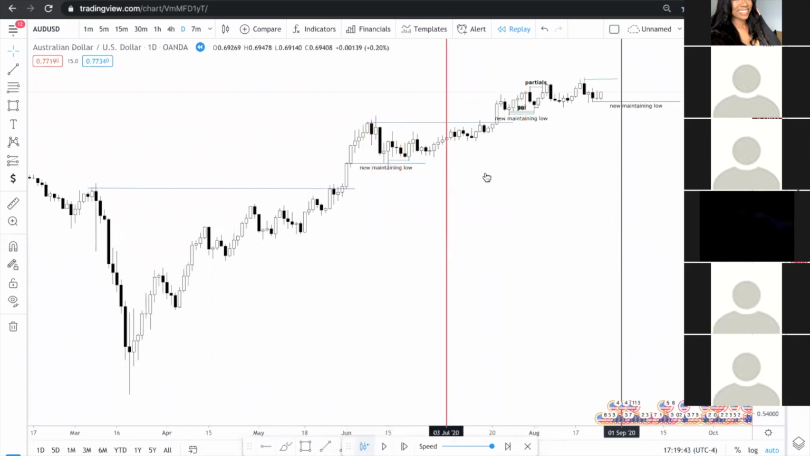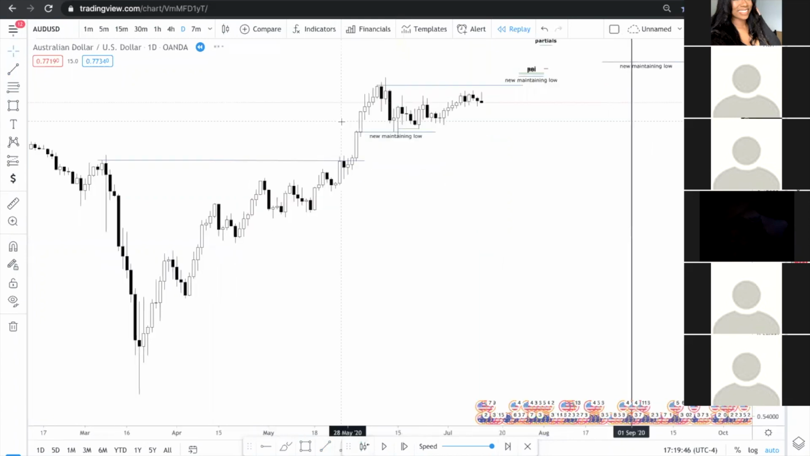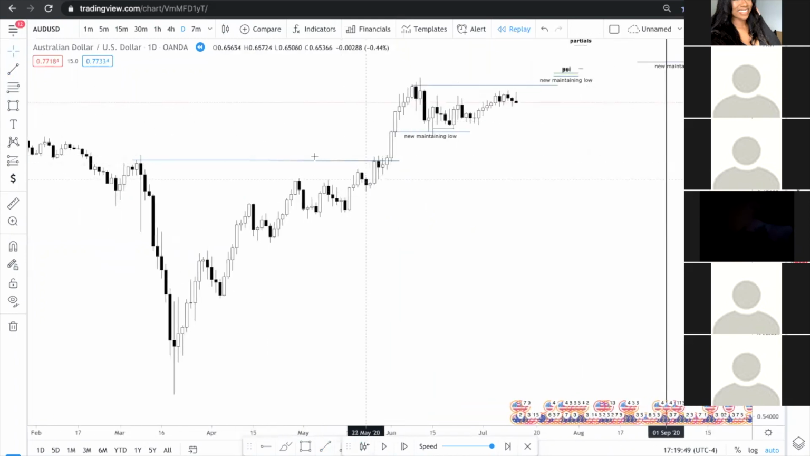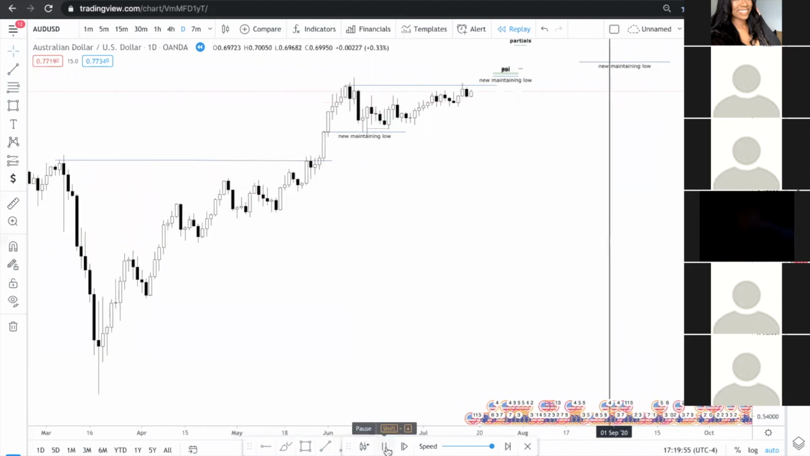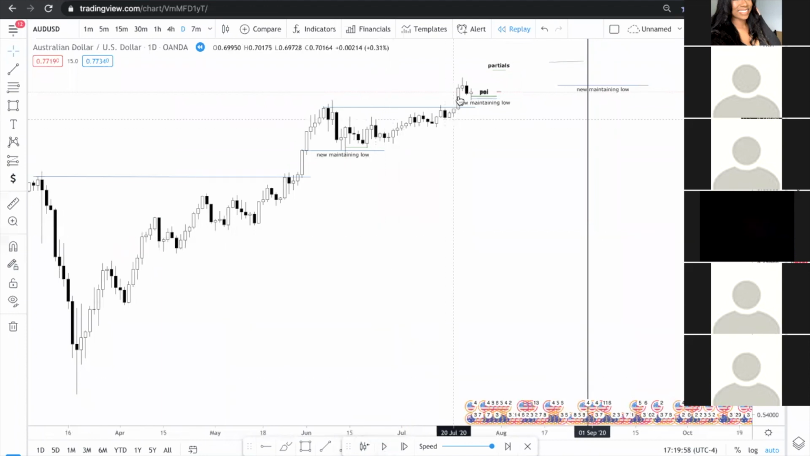Okay, so once we have this, we break this high, we retrace, and then price starts playing out again. Once we break this structure, this shows us this was the new maintaining low for this structure right here. A lot of times, a lot of people are counting a lot of smaller structure and having a lot of random bias that doesn't make sense.